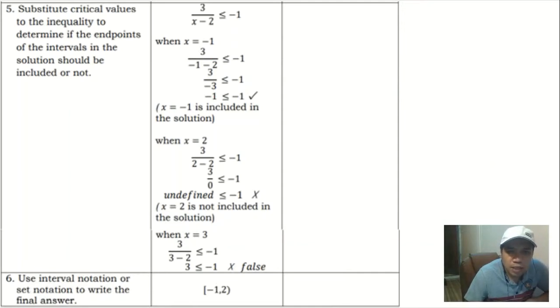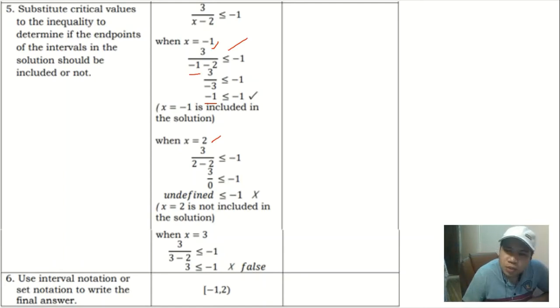After noon, we will try to substitute yung dalawang value na nakuha natin, which is negative 1 and positive 2. Pag negative 1, makikita natin na negative 1 is less than equal to negative 1. Tama. Sinubstitute nyo lang negative 1 sa x. So, 3 divided by negative 1 minus 2. So, 3 divided by negative 3 is less than equal to negative 1. Kaya negative 1 is less than equal to negative 1. So, tama siya.